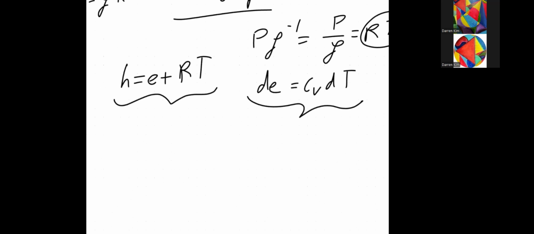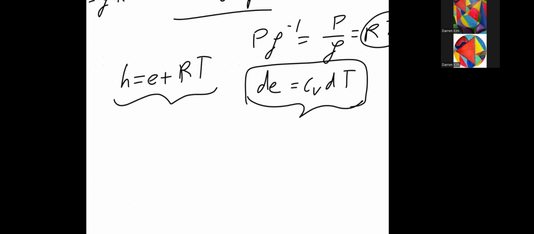But we know that P over density equals RT, right? So we can move that RT over here. And then we have H equals E plus RT, right? And then we know that dE equals CV dT, right? So that's where we integrate this. We integrate the integral of dE equals CV times the integral of dT, which gives E equals E0 plus CVT. And then that goes into this. So H equals E0 plus CVT plus RT.